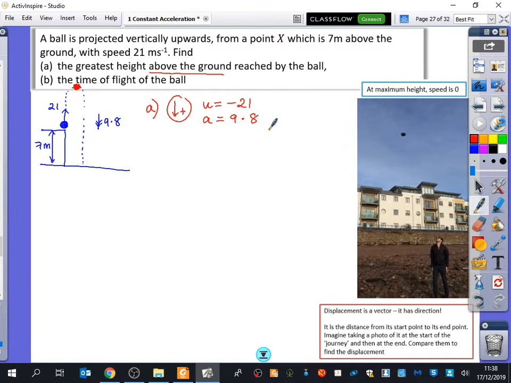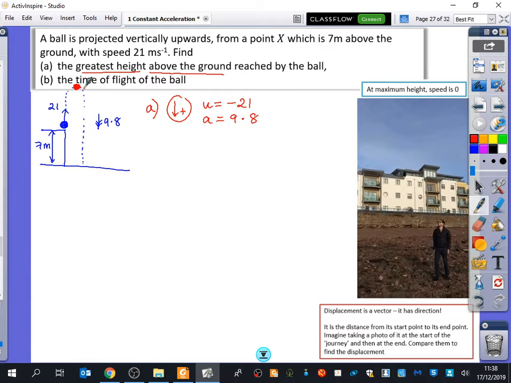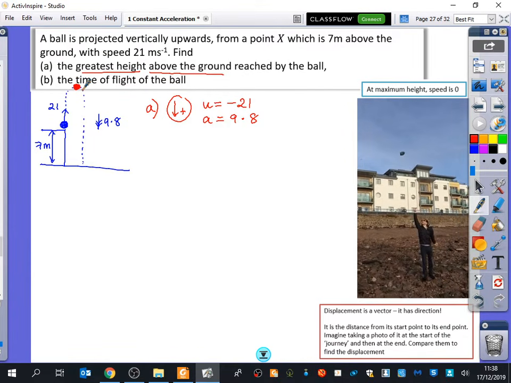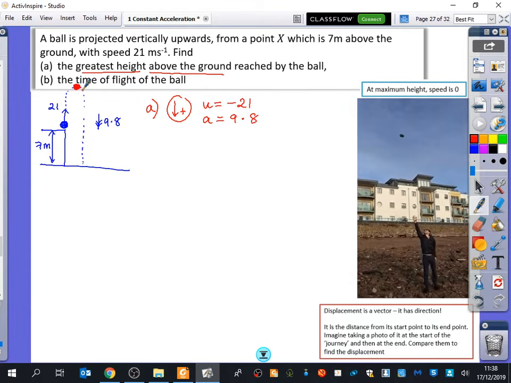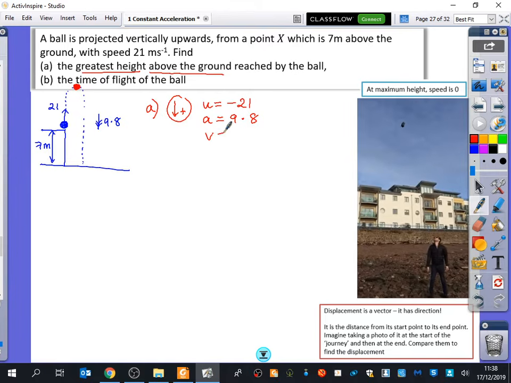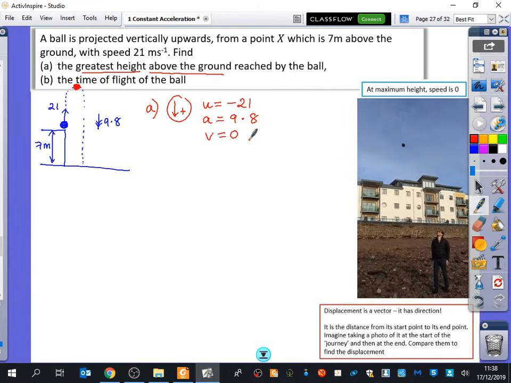We are interested when it reaches the greatest height. What can you tell me about the red dot here? The speed is 0. It's just like in my video of me throwing the stone here. At the top, its final speed is 0. And what value do they want me to find?